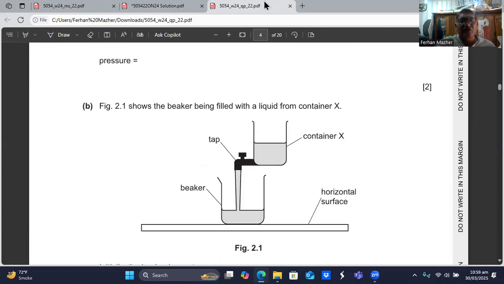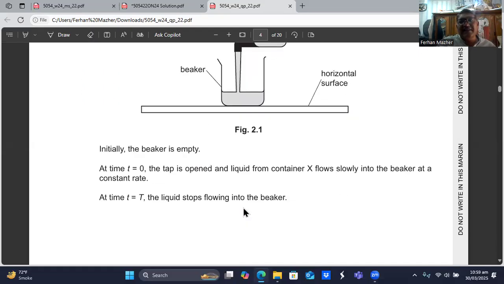So at t equals to 0, we open that tap so that water started collecting here. So the pressure on this table will increase gradually. But at t equals to T, we close this tap. So no more water is coming, and whatever water is in this beaker will remain. It will become constant, so the pressure on the table will also become constant. So I hope you understand this story.